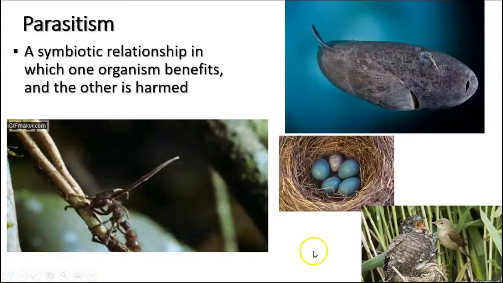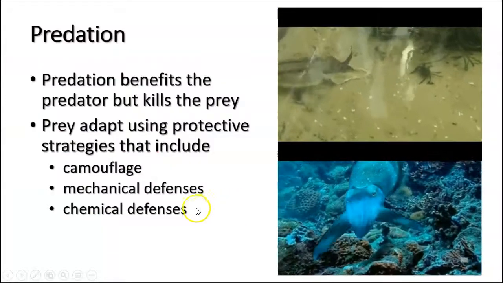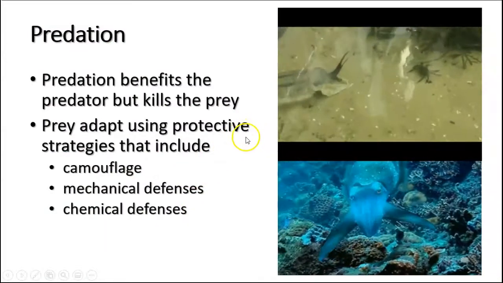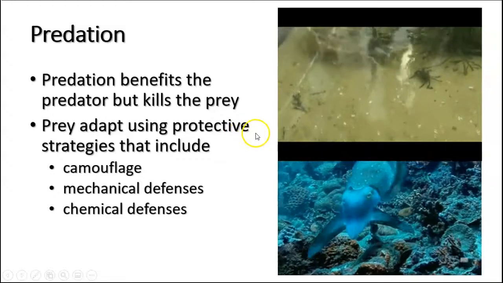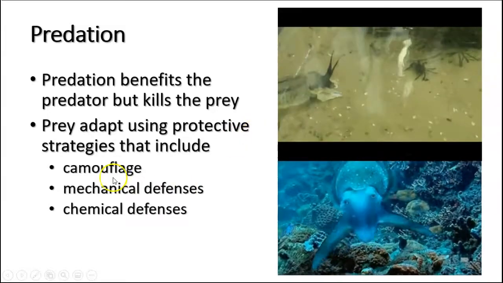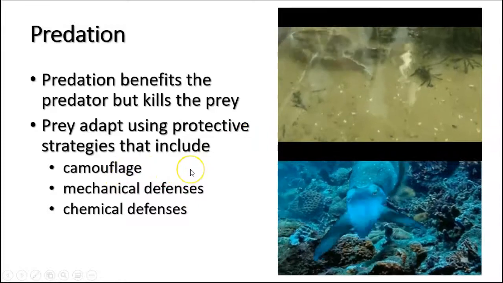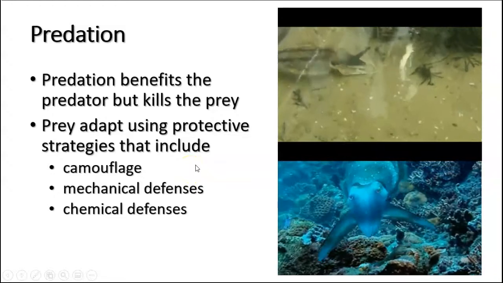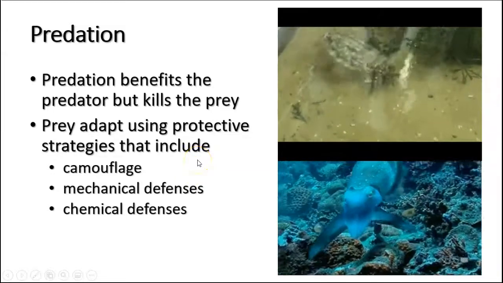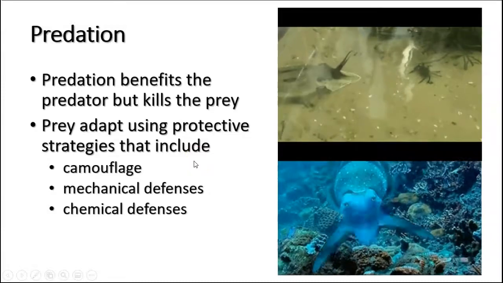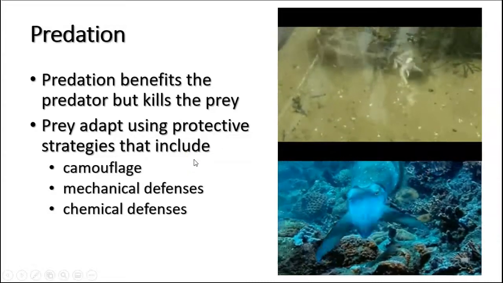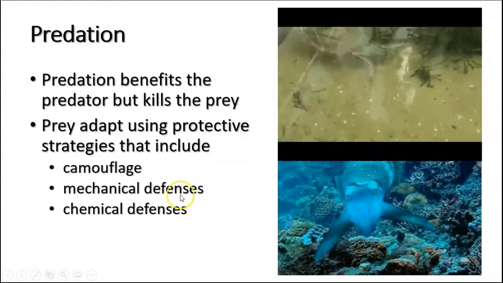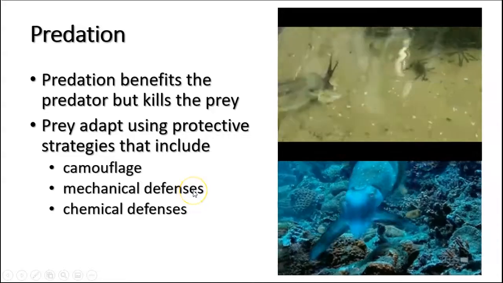Then predation, it benefits the predator but not the prey, because the predator kills the prey. The prey, therefore, adapt to using protective strategies that help protect them, for instance, camouflage and various kinds of mechanical defenses. Sometimes they taste bad. They have chemical defenses, like skunks have a chemical defense that makes other animals move away from it because it smells really, really bad. And so there are various kinds of things that are used there for protection by various prey to hide from the predators or get away from predators.